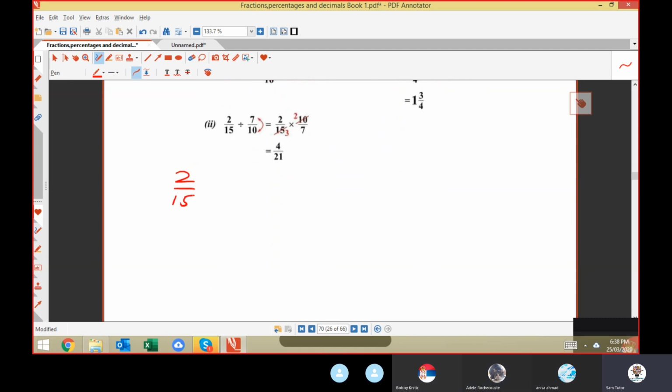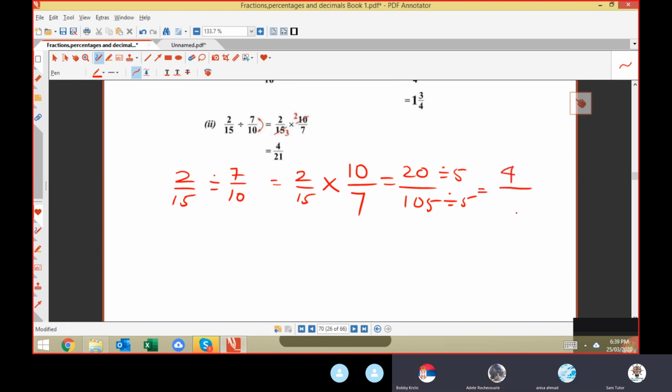It says 2 over 15 divided by 7 over 10. That becomes 2 over 15 times 10 over 7. And then 10 times 2, 20. 7 times 15, 105. And then you can divide them both by 5, to get 4 over 21, if you want them to simplify.